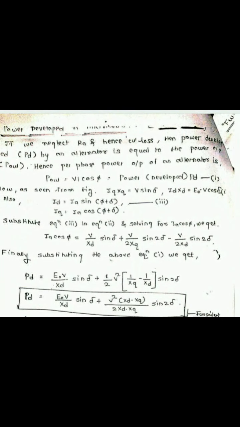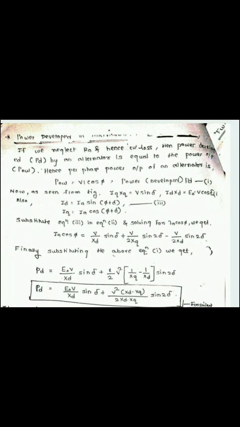From equation number 1, that is P out is equal to Pd is equal to V Ia cos phi. Equation number 2, that is Iq Xq is equal to V sin delta, Id Xd is equal to E0 minus V cos delta. And from equation number 3, that is Id is equal to Ia sin phi plus delta, and Iq is equal to Ia cos phi plus delta.